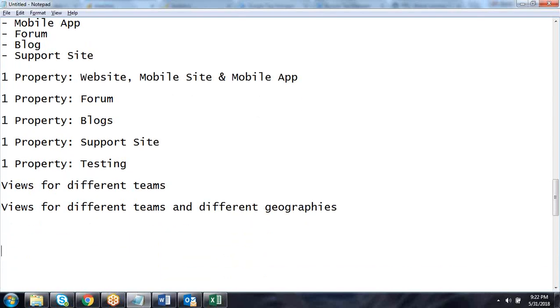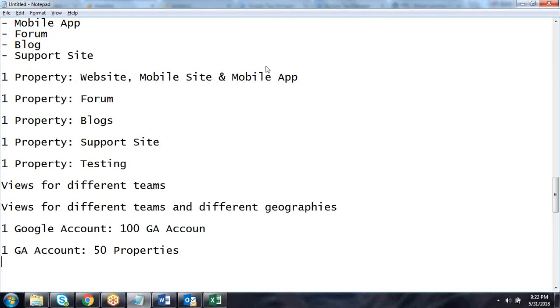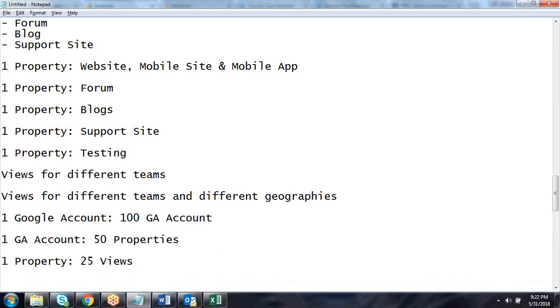Now let's go ahead and understand how many views and how many accounts we get. One Google account gives you the power to create 100 Google Analytics accounts. Within one GA account, you can create 50 properties. Within one property, you can create 25 views. Make sense, everyone?